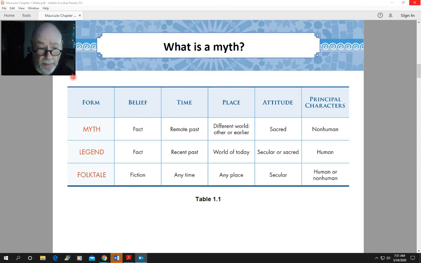Past, it's the historical past, where we actually can say that's history and not just story. The world of today, meaning the world we live in. Now, the oldest Roman history that we can actually depend on is around 300, 200 BCE. Stuff before that is very much legendary in scale. But the world of today, so we're not dealing with like once upon a time. Secular or sacred can be the attitude.